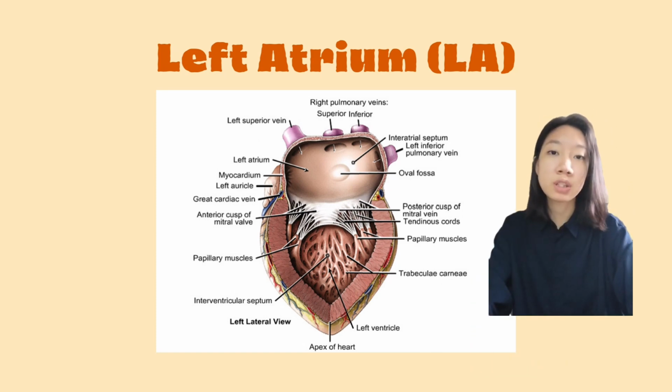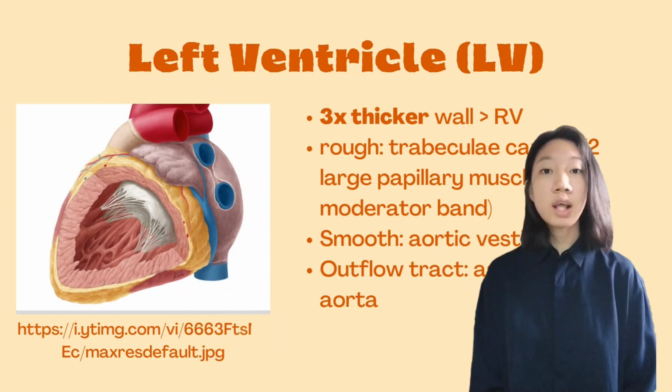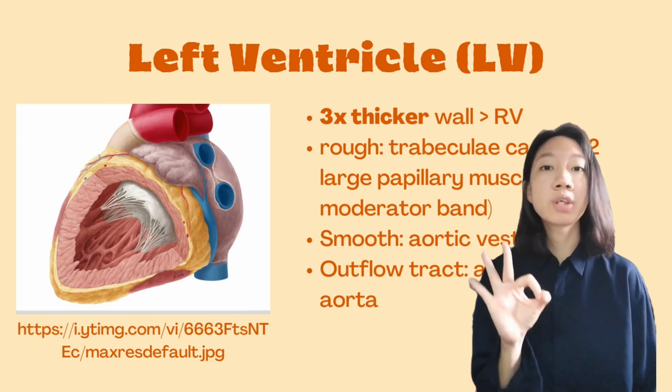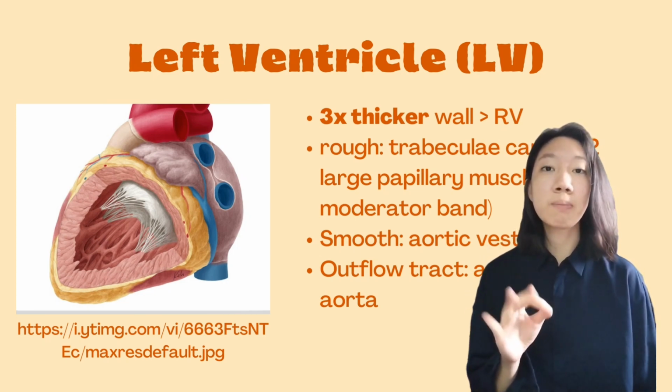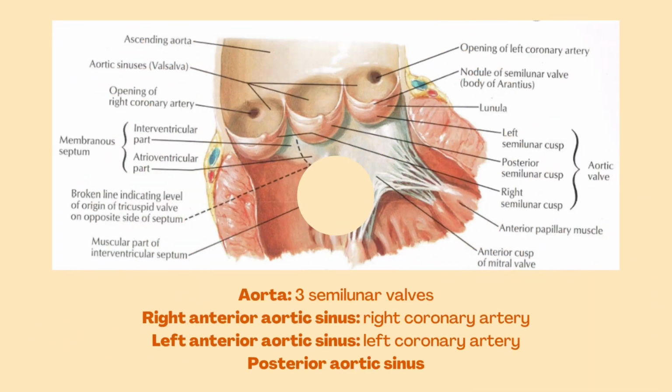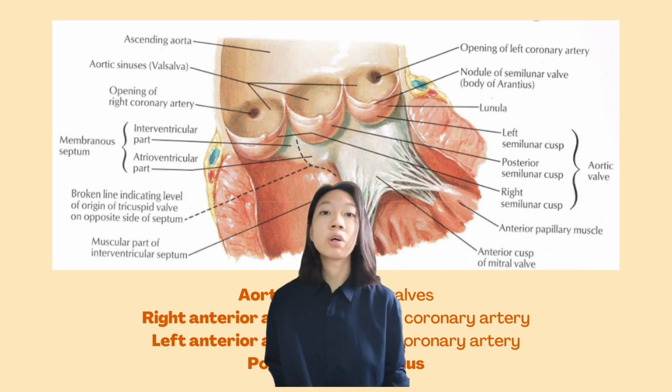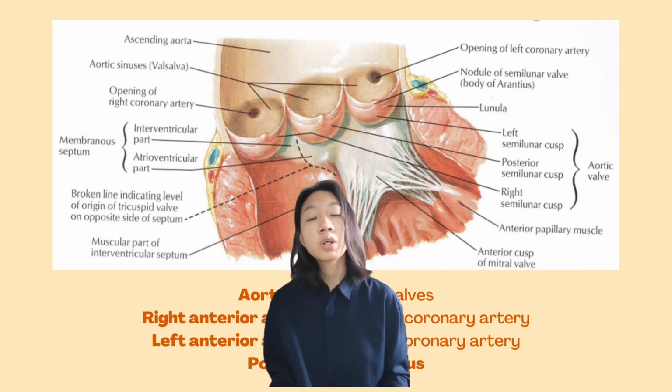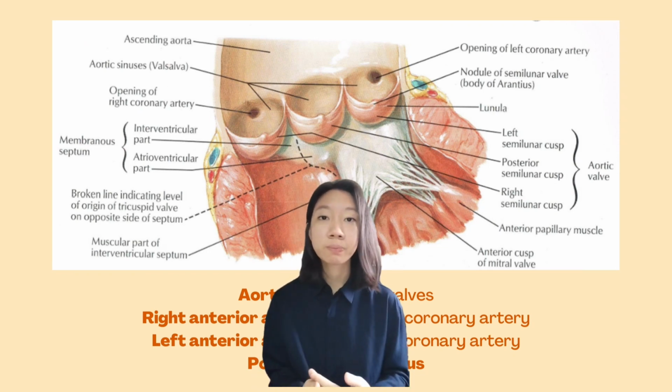And left atrium channels its blood into the left ventricle via bicuspid valve, or we call mitral valve. Left ventricle has wall that's 3 times thicker than the right ventricle because it pumps the blood to the entire body rather than just the lungs. And there are left and right coronary sinus, where the coronary arteries are connected and drain the oxygenated blood to the heart muscles.